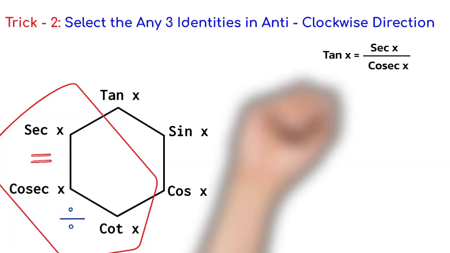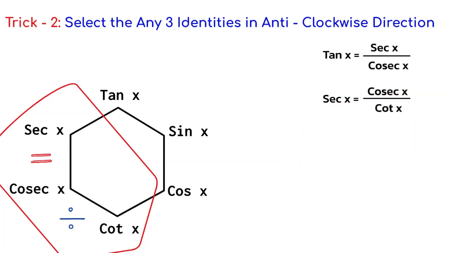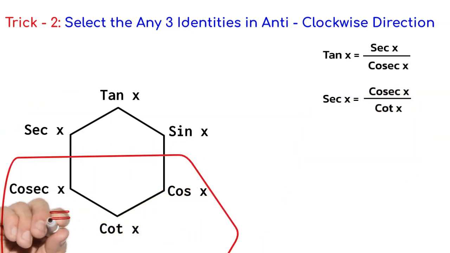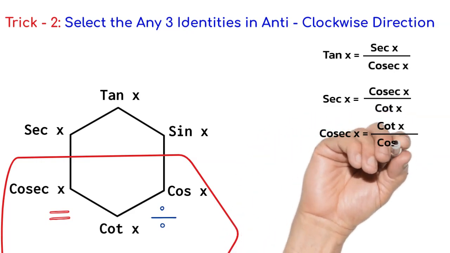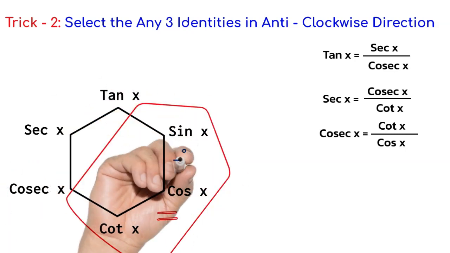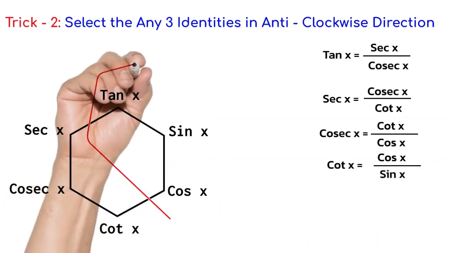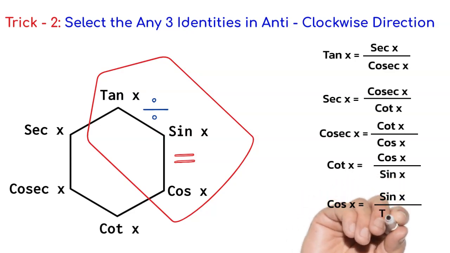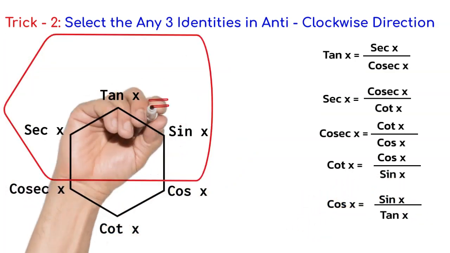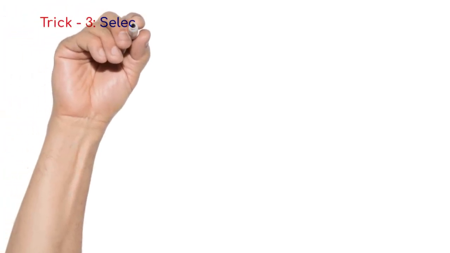For the next three elements, we will get secant x is equal to cosecant x divided by cot x. For the next set of three elements, we will get cosecant x is equal to cot x divided by cos x. For the next three elements, we will get cot x is equal to cos x divided by sin x. For the next set, we will get cos x is equal to sin x divided by tan x. For the next set, we will get sin x is equal to tan x divided by secant x.